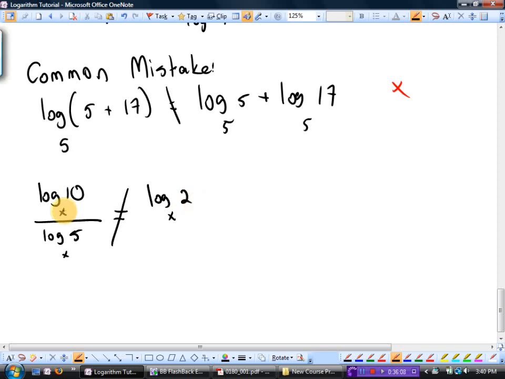By the way, are my bases the same in this fraction? Ooh, that is a base change form. What it does equal, so that's yucky, is the log base 5 of 10, which also is not 2, by the way. What is it? I don't know. Go log 10 divided by log 5, whatever the heck that is. But it ain't 2. It's going to be 1.3 or something like that. So that's common mistake number 2.